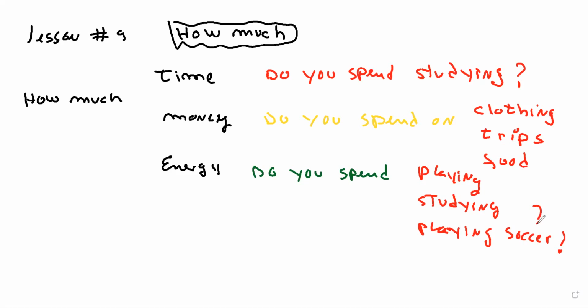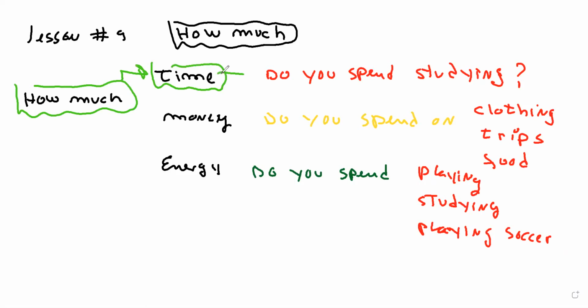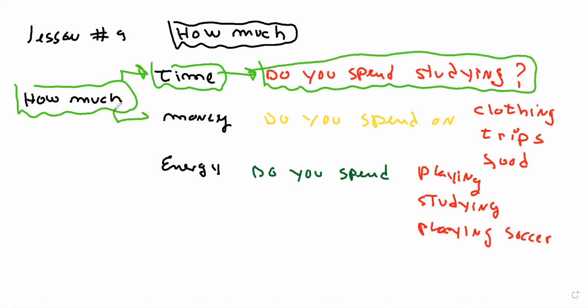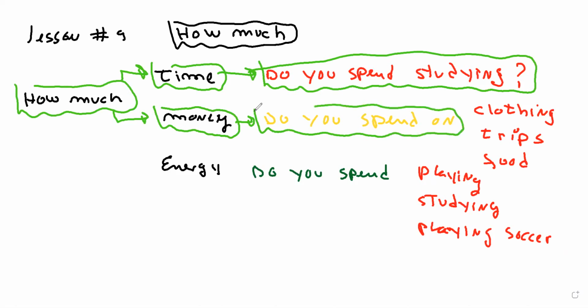Okay, and then you can do the question. Let's do the question marks correctly for everybody. So you can combine all these guys. So how much, here we go. And then you can go this way, how much time? You can just follow the arrows. Do you spend studying? And then you can go this way. How much money do you spend on clothing? ¿Cuánto dinero gastas en ropa?